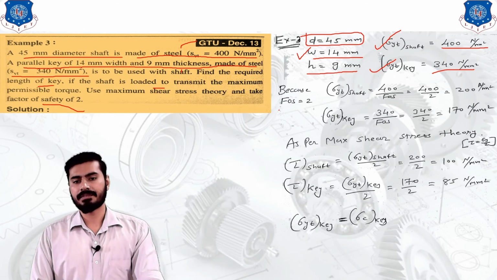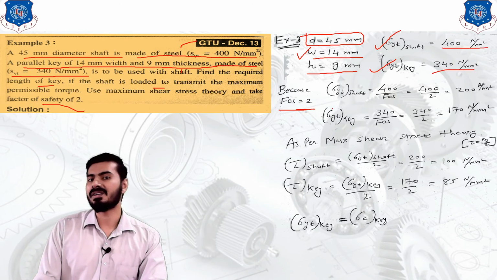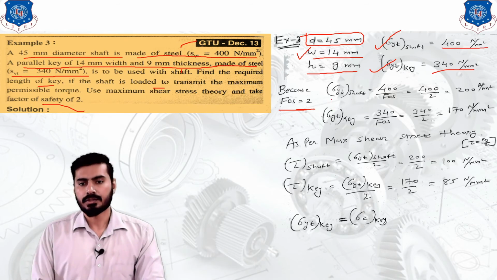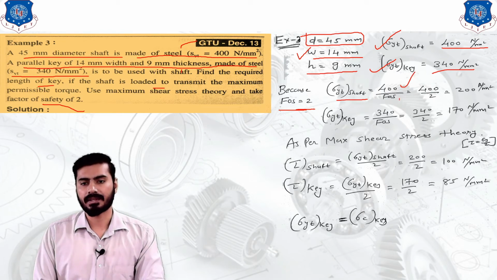Now the factor of safety is given as 2, so we will be able to calculate the allowable stress in the shaft and the key. The allowable stress for the shaft is maximum stress upon factor of safety.